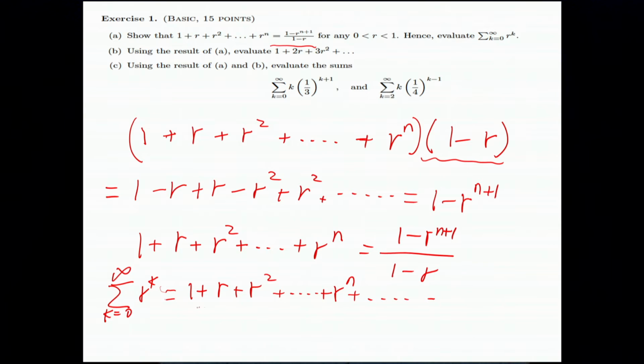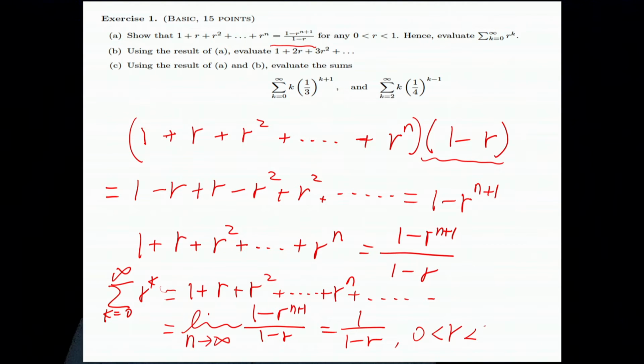to the infinity. Then this means I have a limit where n goes to infinity. When n goes to infinity and the ratio is between 0 and 1, then this equals 1 divided by 1 minus the ratio, for r from 0 to 1. So that's part A.